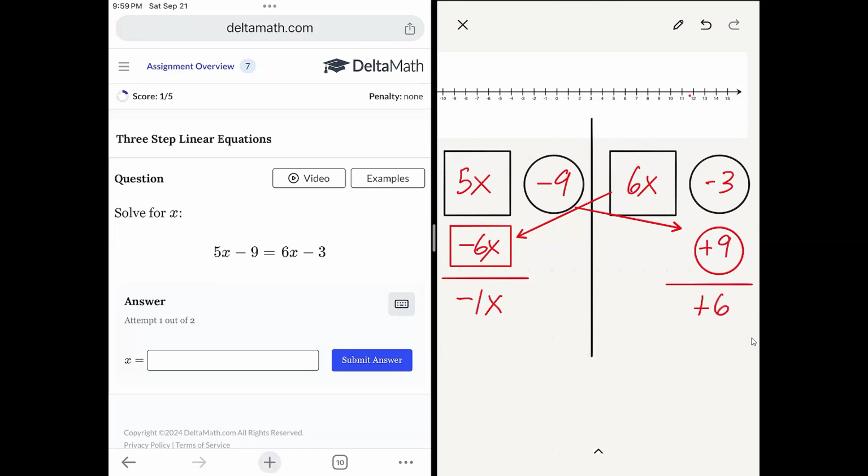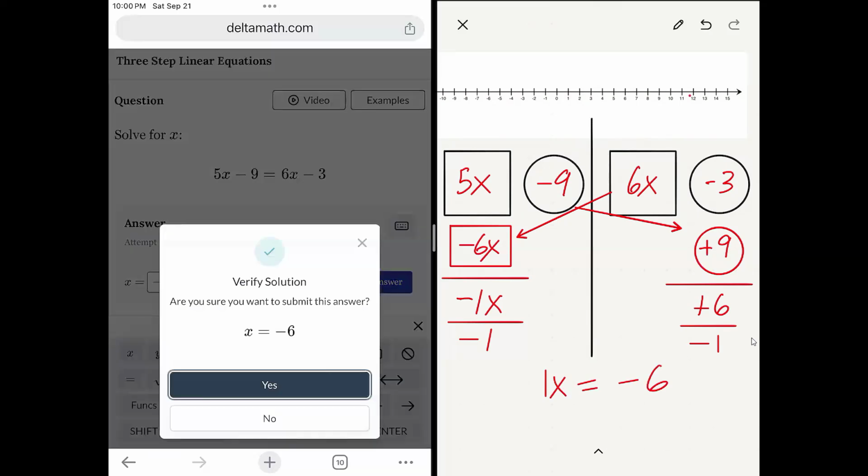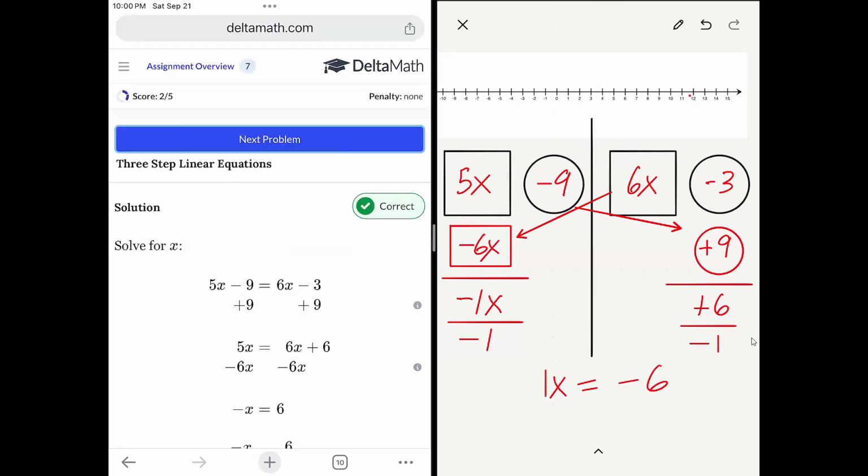So my last step is whatever number is next to the x, or whatever the coefficient of the x term is, I'm going to divide by that. So this is going to be divided by a -1, and this is going to be 6 divided by a -1. This is going to be 1x equals a -6. That's our answer. So now all I have to do is go here and put in a -6 and submit it. And it says, well done. All right, so we're done with this.